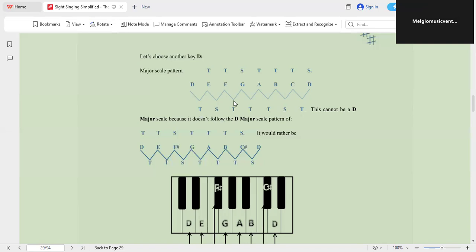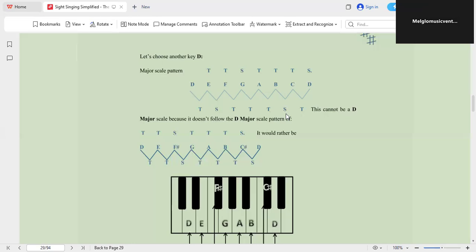This cannot be called a major scale because it does not follow the pattern of tone, tone, semitone, tone, tone, tone, semitone. Any major scale must follow the pattern of tone, tone, semitone, tone, tone, tone, semitone. But this does not follow the pattern, this D to D that I just showed you, which is tone, semitone, tone, tone, tone, semitone, tone. So this cannot be called a major scale because it doesn't follow the D major scale pattern of tone, tone, semitone, tone, tone, tone, semitone.